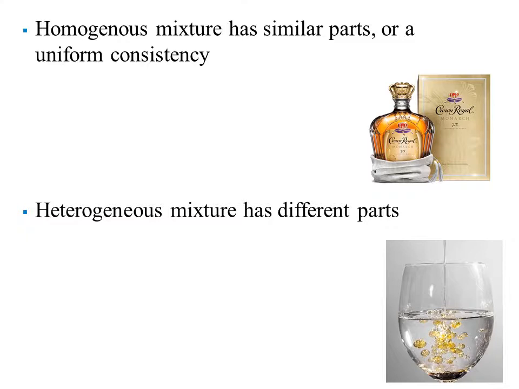The example I love to use is one of my favorites: Crown and Coke. This would be a homogeneous mixture. The parts are of uniform consistency. The Coca-Cola and the Crown looks consistent. The second example is of a heterogeneous mixture. Water and oil would be a heterogeneous mixture.